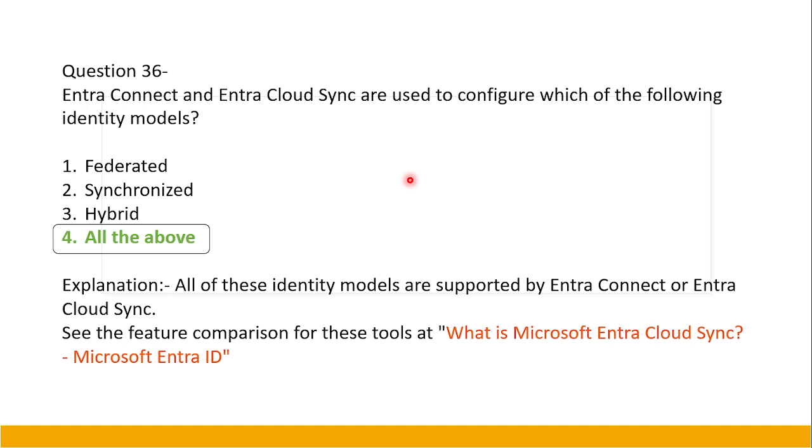Question 36. Entra Connect and Entra Cloud Sync are used to configure which of the following identity models? There are four options given: federated, synchronized, hybrid, and all of the above. The correct option here is all of the above. All these are the identity models which are supported by Entra Connect or Entra Cloud Sync. Now you can learn more about Entra Cloud Sync in the link mentioned below.